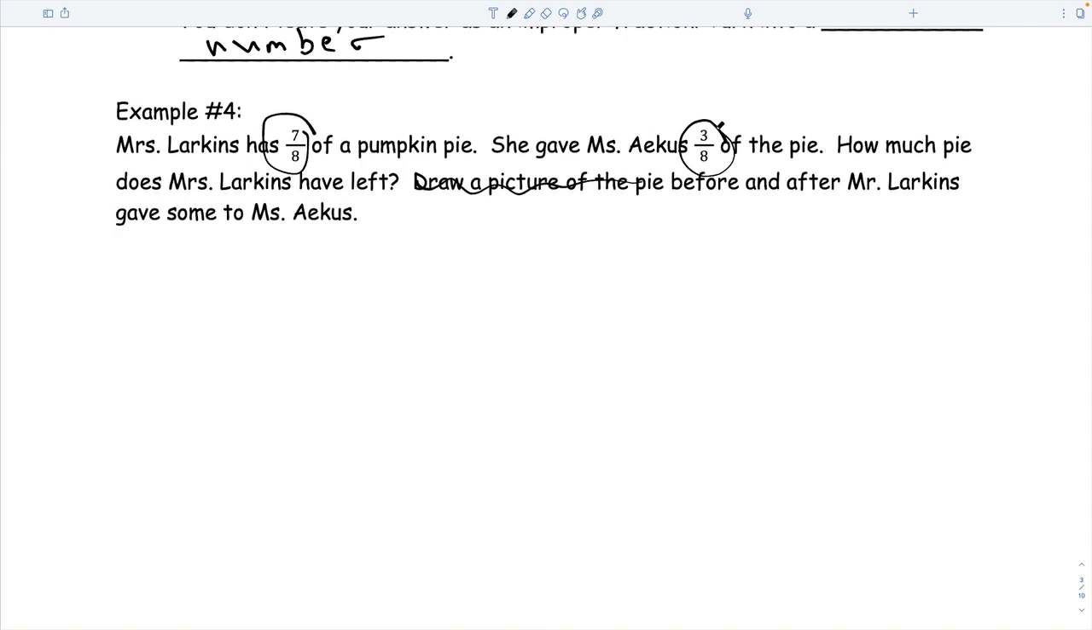Juliet, what word do you see? Having left. Having left is a keyword. Does it mean subtract or add usually? Yeah, we're going to subtract it.